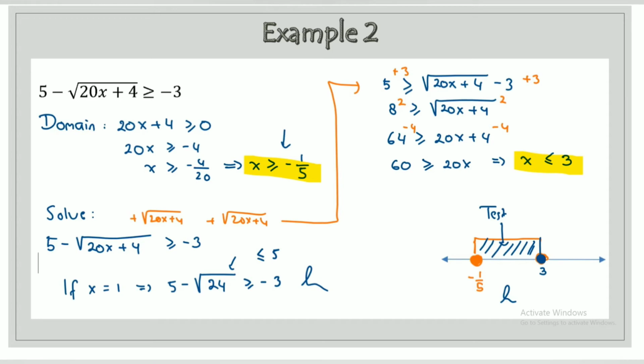So that's how you solve a radical inequality. But for the sake of variety, let me give you one more example. Let's go to the next example, example 3.